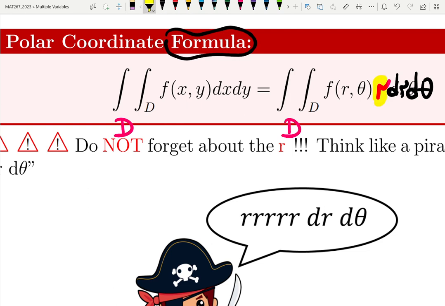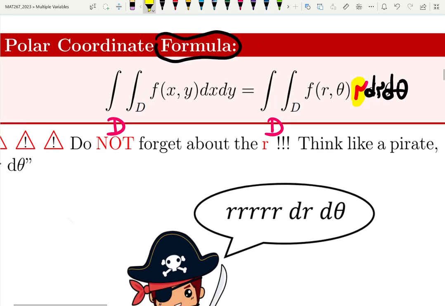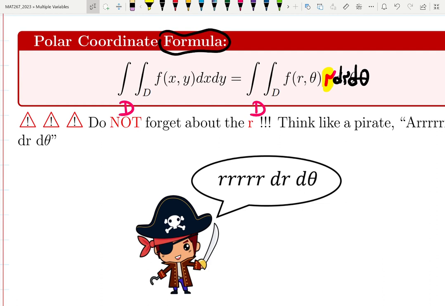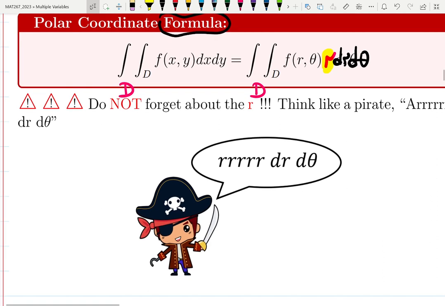It comes from derivation. When you derive how to jump from Cartesian to polar, r pops out. And you'll have to remember it. And most students don't remember the r. So you see, do not forget the r. So I really like that my friend made this funny joke, and it totally helped.